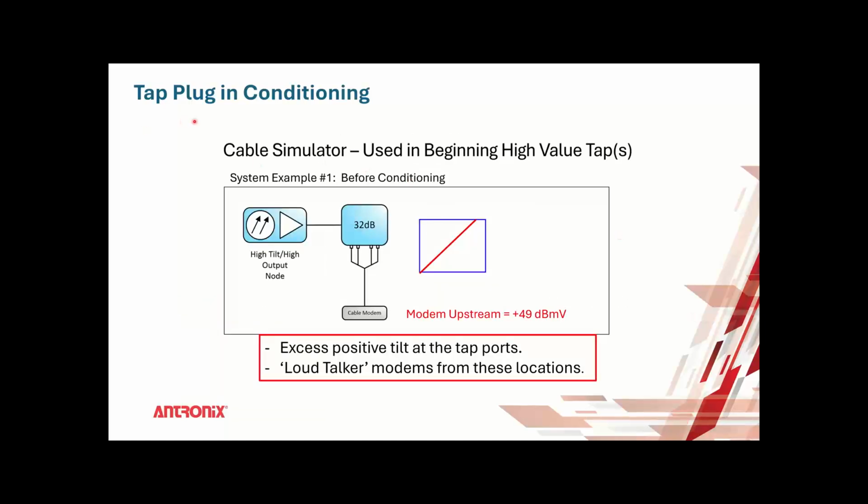So in tap plug-in conditioning, a cable simulator is used in high value taps, and I'm going to use an example here, a 32 value tap. Nobody uses 32 taps anymore, but why would you use a cable simulator? Because you have 32 dB loss in the tap, this cable modem is transmitting at a very high level, screaming at plus 48 dBmV, because the upstream signal needs to overcome the loss of the tap. There's a 32 dB tap, so you're transmitting at a very high level.